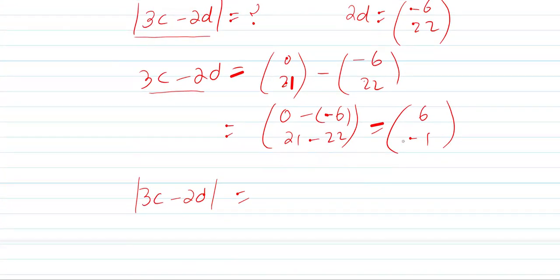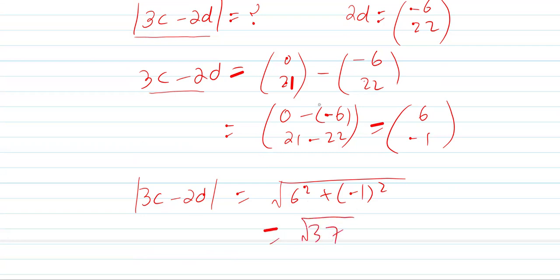So for the magnitude, you will take the square of this plus the square of the second component. So 36 plus 1, 37. The square root of 37 will be the magnitude of this vector. Okay? Clear?